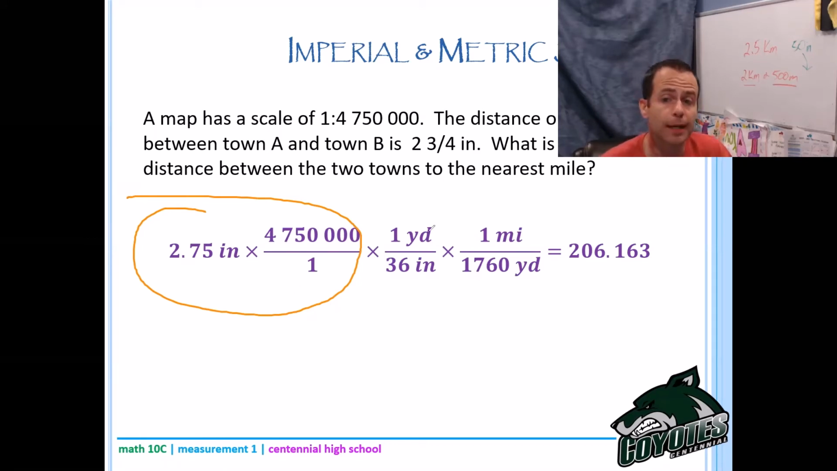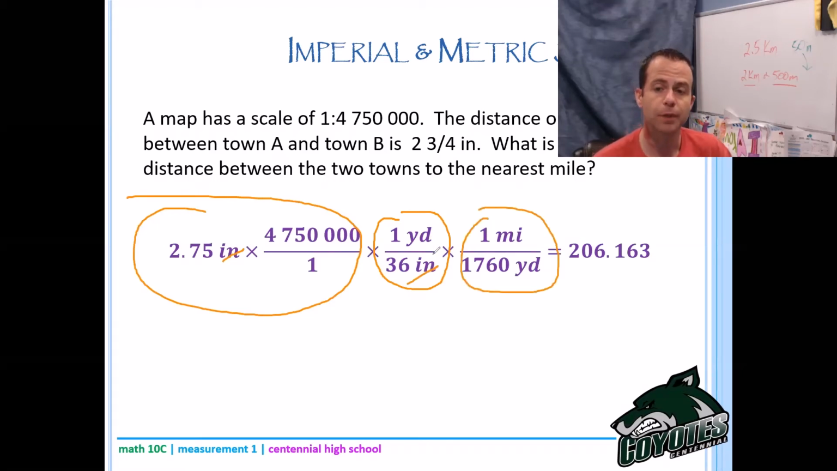First, I took my inches and converted it to yards. I knew there was 36 inches in a yard. So now I'm into yards, right? My inches is gone, so I'm into yards. Then I took my yards and put it into miles. I knew there was 1760 yards in a mile, so now my yards are gone and I'm left with miles. Anything on the top would get multiplied together, and then anything on the bottom would get divided.